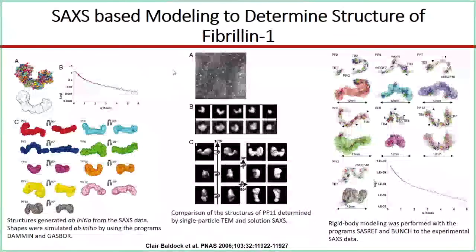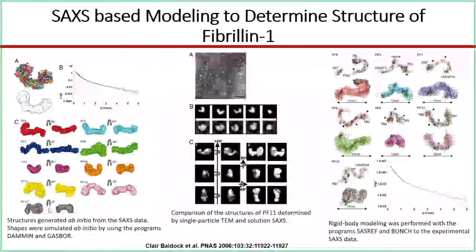Using SAXS and MOLS data on these 9 fragments, the authors defined the previously poorly understood shape and topography of this large contiguous array of fibrillin 1 domains in physiological conditions. So therefore, bridging the gap between individual domain structure and microfibril organization.